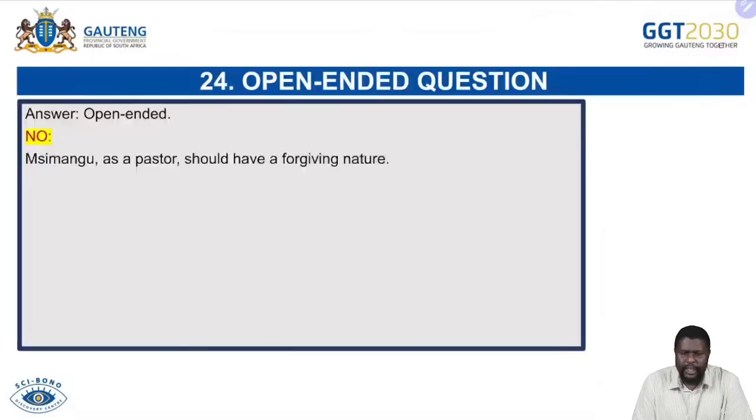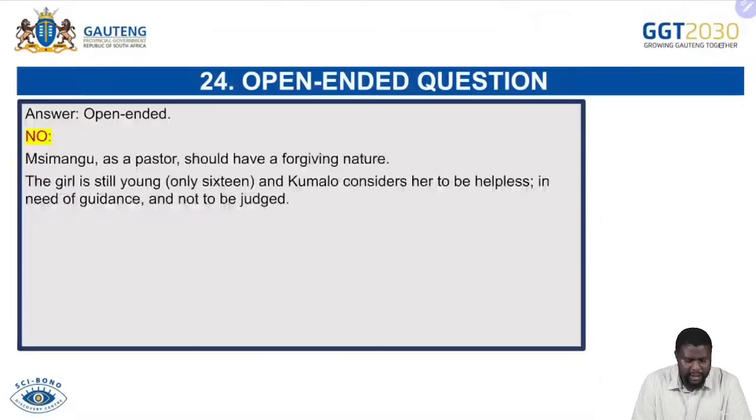If you say no, he is not being fair. He should not judge this girl harshly, because he's a pastor, he should be forgiving. You should have a forgiving nature. Or the girl is still young, only 16 years, and Khumalo considers her to be helpless, in need of guidance, and not to be judged. So no, I do not agree. Msimango is not being fair to judge this girl harshly. Or she's a victim of social abuse and neglect. If anything, Msimango should be sensitive and sympathetic.